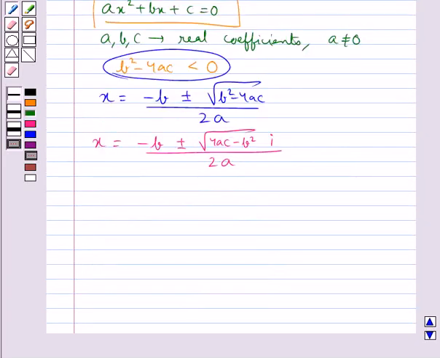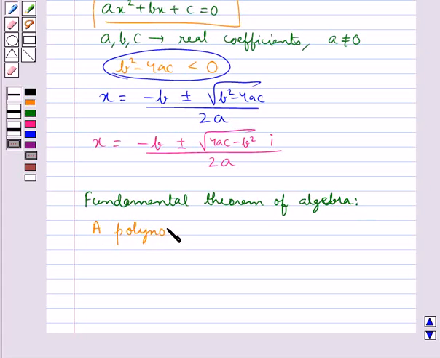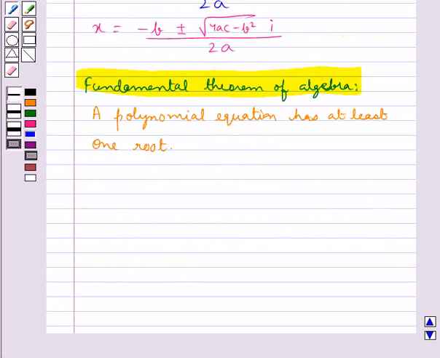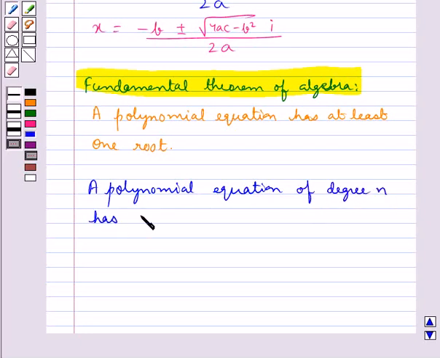To check how many roots an equation has, we have the fundamental theorem of algebra, according to which a polynomial equation has at least one root. This is the fundamental theorem of algebra. Then as a consequence of this theorem, we have a result which is of immense importance, which says that a polynomial equation of degree n has n roots.